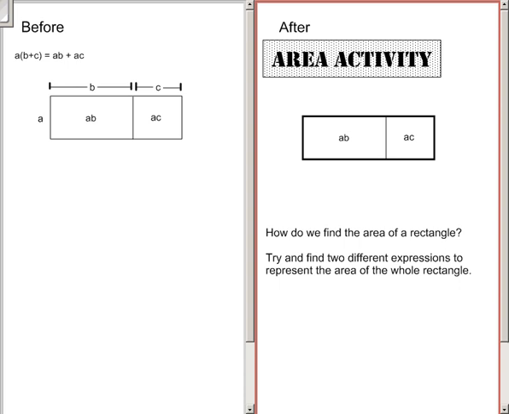Our next one, the before has the distributive property and it gives the area. But in our after, we decided to let the students label the sides, and we gave them what the insides would be, so they found for themselves what sides A, B, and C would be. Then we gave some essential questions like how do we find the area of a rectangle? They're able to use that essential question to form their own ideas, and then try to find 2 different expressions to represent the area of the whole rectangle. So they're able to create their own instead of us just feeding it to them.